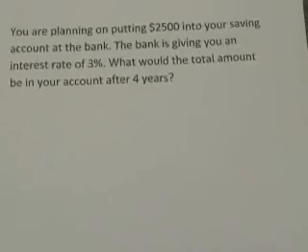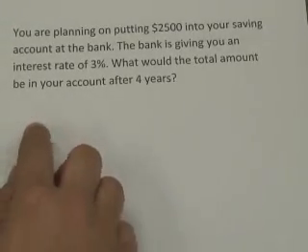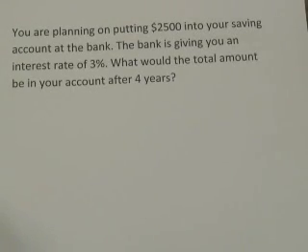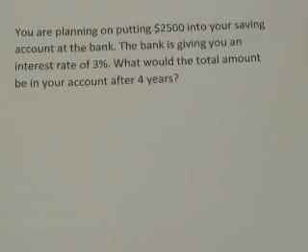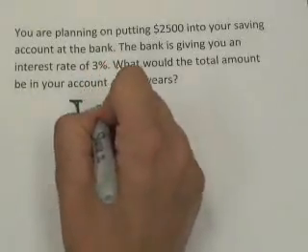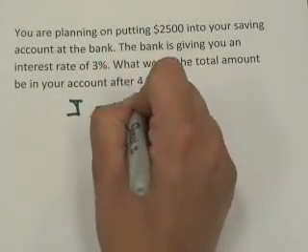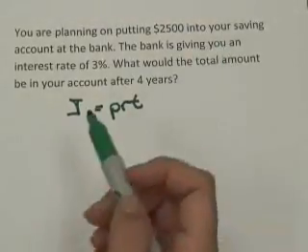Now let's look at another problem. You are planning on putting $2,500 into your savings account at the bank. The bank is giving you an interest rate of 3%. What would the total amount be in your account? So again, you want to start with the simple interest formula, which is I equals PRT. And you want to start by plugging in the information that you know.